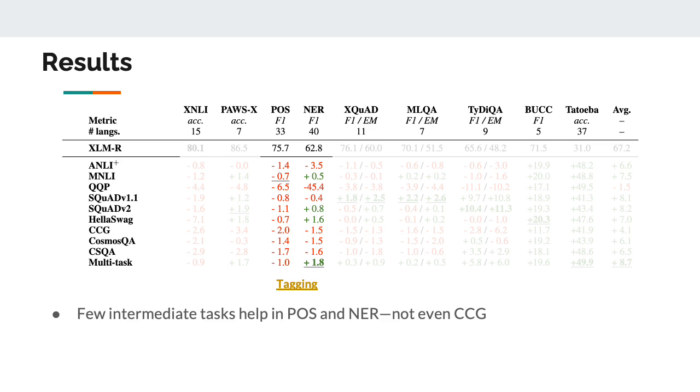Next, let's look at our 2 tagging tasks. Here the results are a little bit more negative. We don't find many cases of positive transfer on top of our baseline. What's also interesting here is that CCG is our only tagging-based intermediate task, and it leads to negative transfer for both of our tagging target tasks.